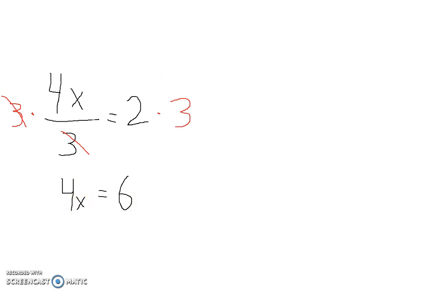How is it doing it? By being multiplied. How do I get rid of it? By dividing. I can either draw a little divisor line here and put 4, but again, dividing looks like this. I've done the opposite operation. I'm going to make sure that 4 no longer cramps x's style. And then what do I have? x equals 6 over 4.